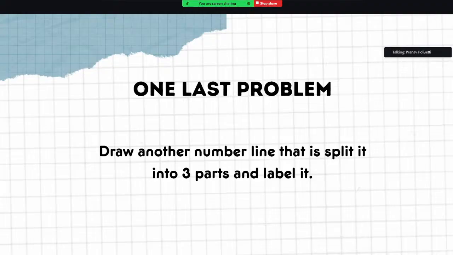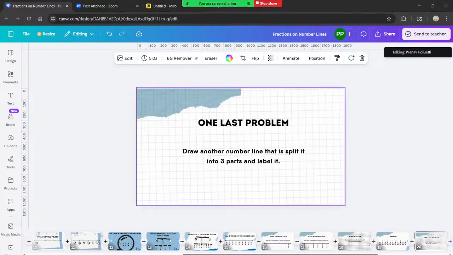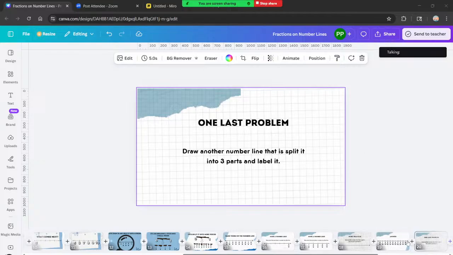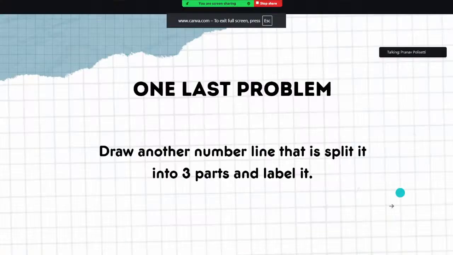Okay, so let's attempt one last problem. This has fewer parts, but I won't give you guys any hints. So yeah, you guys should attempt it. And if you have any questions, please don't hesitate to ask. One second. Yeah, you guys can attempt.